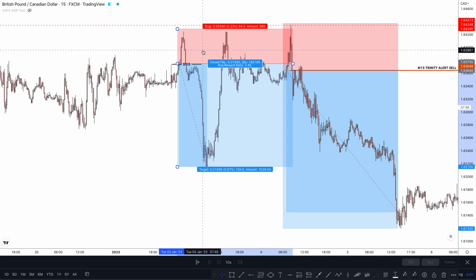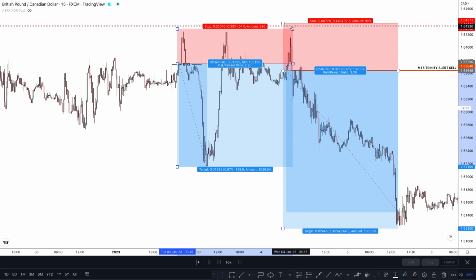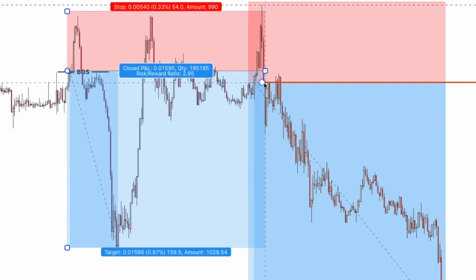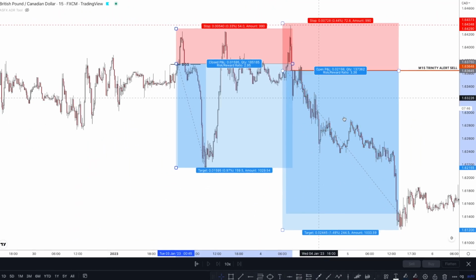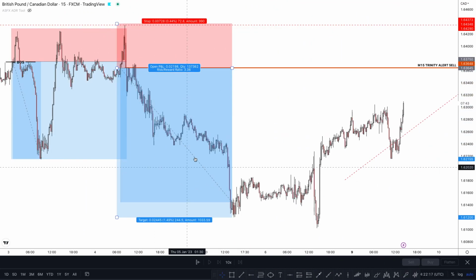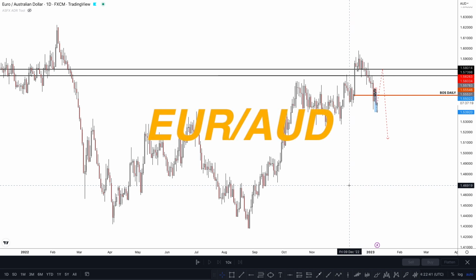It was close enough, but we did have this one over here that did hit to the exact level, and we had another break of structure here, which was a Trinity alert that did appear in Telegram, and we had a bigger trade that did actually happen this time, and we can see this was a 244 pip trade. Now, when we go over to Euro AUD, we see the same thing happening here.